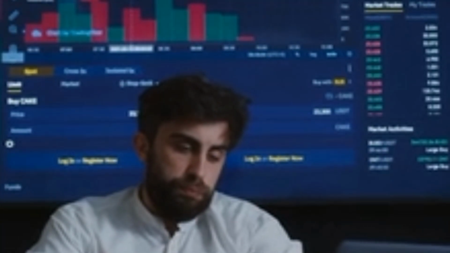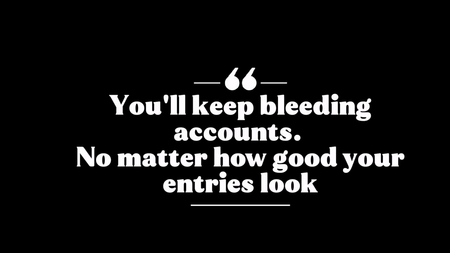Be honest, how many times have you marked the wrong trend, thought you were buying the dip, and the market destroyed you? That's not bad luck. That's all market structure. And if you don't understand it, you keep bleeding accounts no matter how good your entries look. I've been through that pain myself.